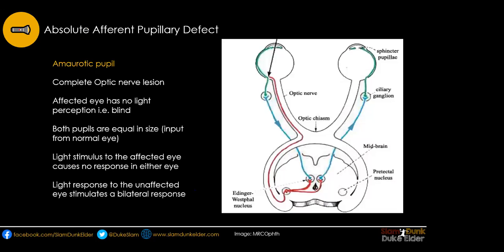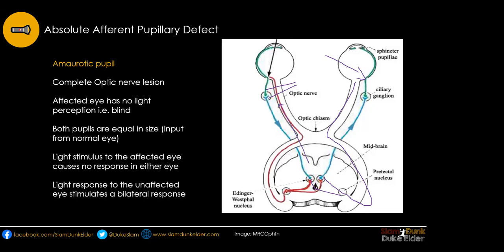The first one that we'll talk about is an absolute afferent pupillary defect. And that's when you've got a complete lesion of the optic nerve. So you've got nothing coming through there, and that pupil will have no light perception. It will be blind. However, when you're looking at a patient in a room who's got a complete optic nerve lesion, their pupils will be the same size when you're examining them. That's because you've still got innervation through this eye, which, as we said earlier, is going to give you connections to both Edinger-Westphal nuclei and produce the same response in this eye.